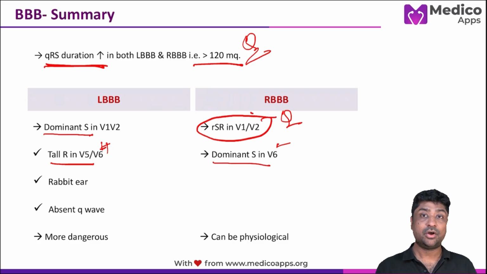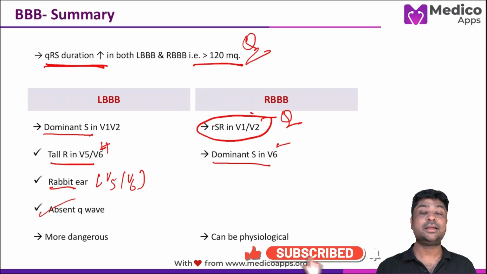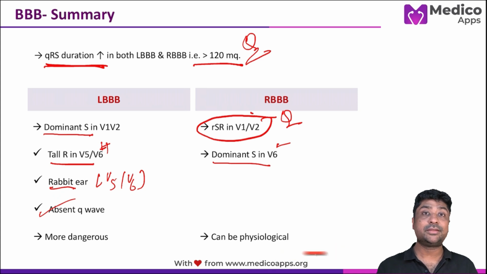Another LBBB hallmark is the rabbit ear R wave in V5-V6 or R prime, signaling delayed left-sided activation. Meanwhile, in LBBB, you'll also note the absence of a Q wave in V5 and V6 because the septum no longer depolarizes from left to right.